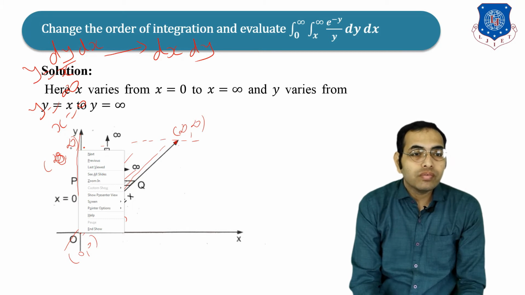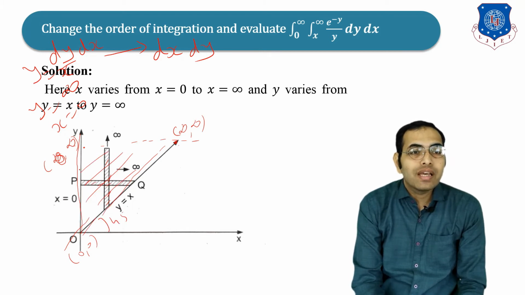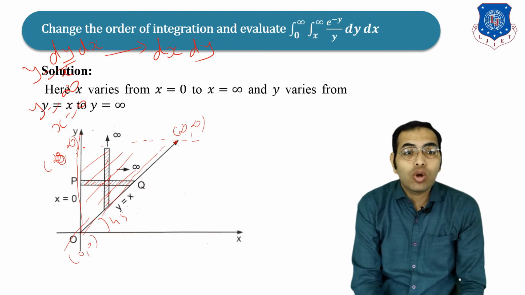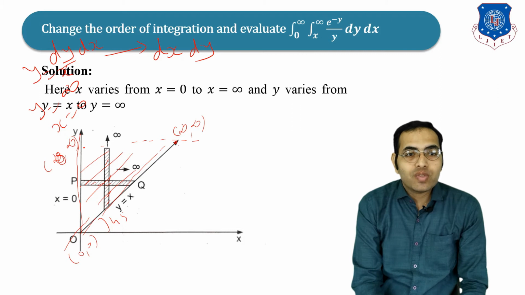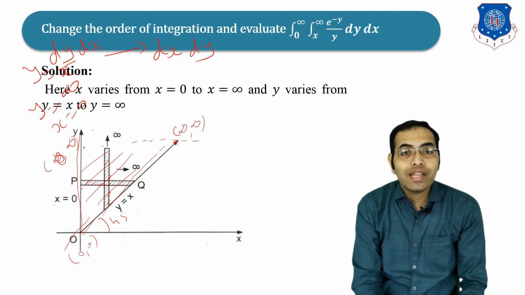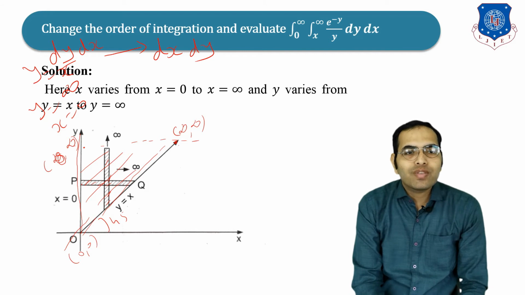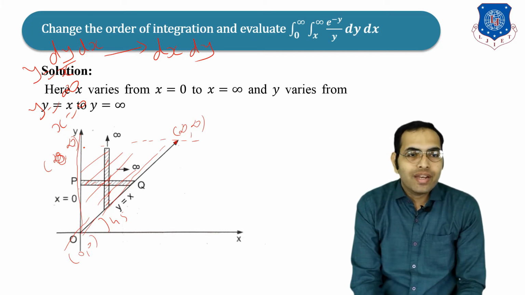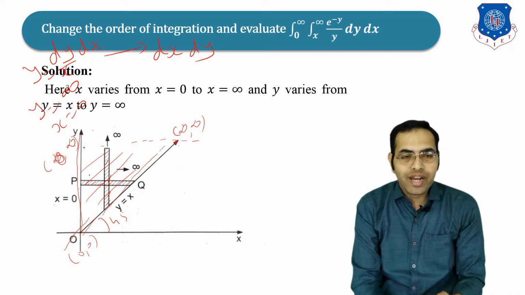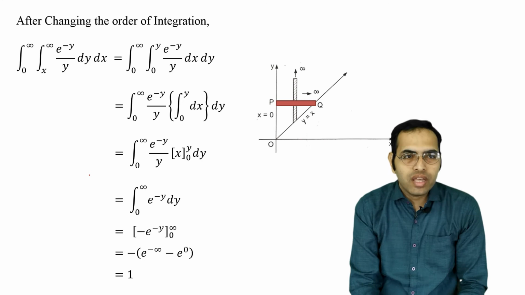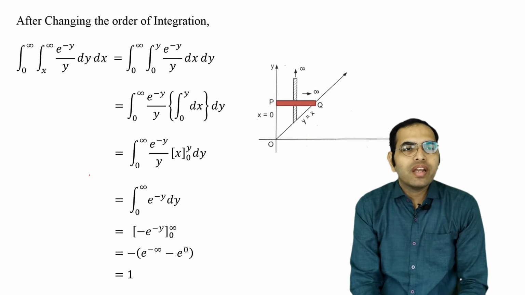Now at this position the value of y is infinite, meaning y varies from 0 to infinity. Whenever we find the limit of one strip, x touches the y axis, and on the y axis the value of x is 0. At this position the value of x is y, meaning x varies from 0 to y and y varies from 0 to infinity. That is our limit. Let's see, after changing the order of integration: integral 0 to infinity, integral x to infinity, e raised to minus y by y dy dx.